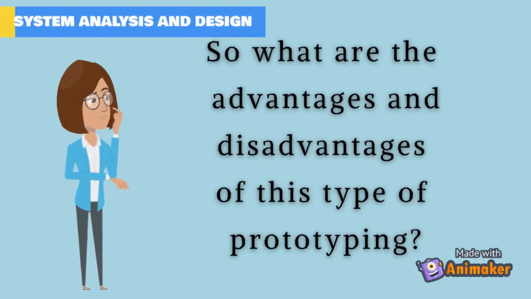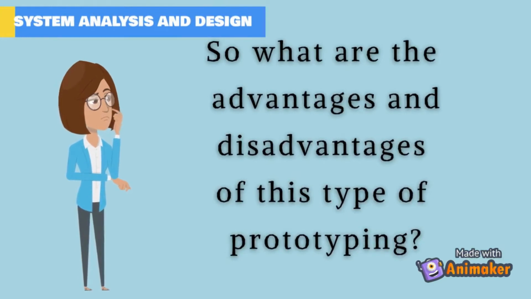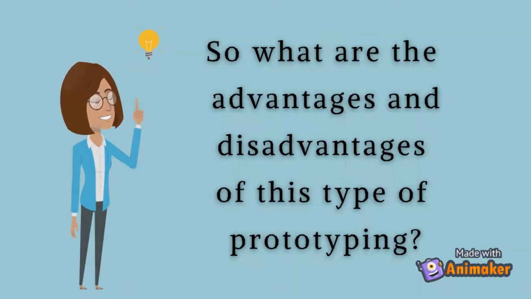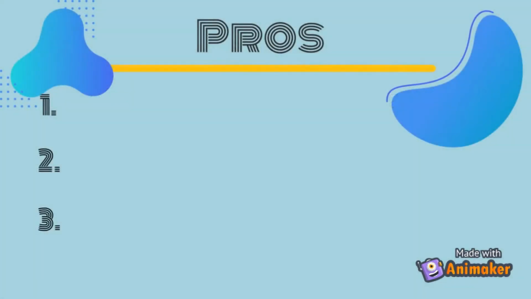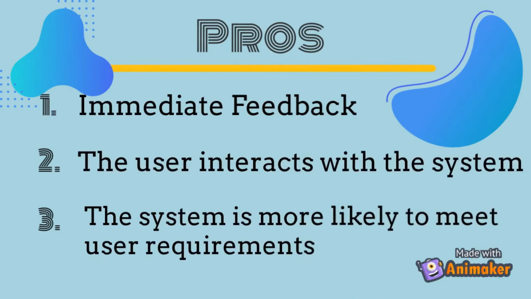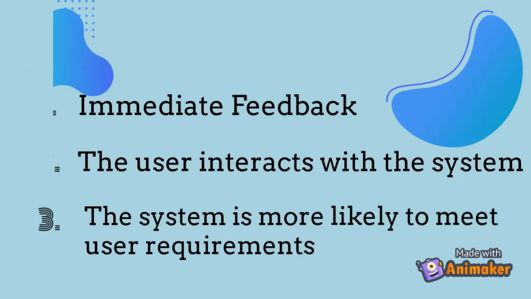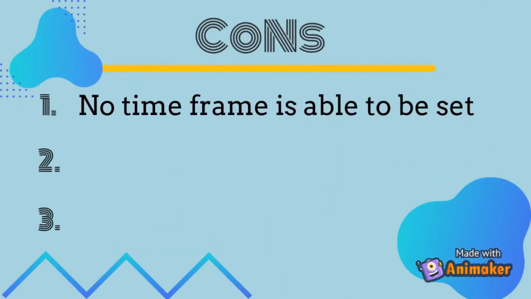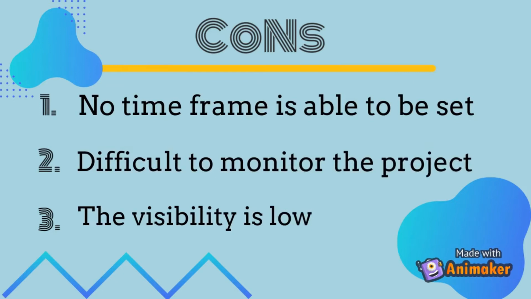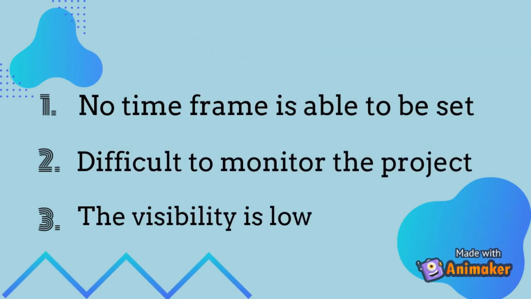So what are the advantages and disadvantages of this type of prototyping? Let's find out. The pros include immediate feedback. The user interacts with the system, and the system is more likely to meet user requirements. On the other hand, the cons are that no time frame is able to be set. It is difficult to monitor the project, and the visibility of the project is low.